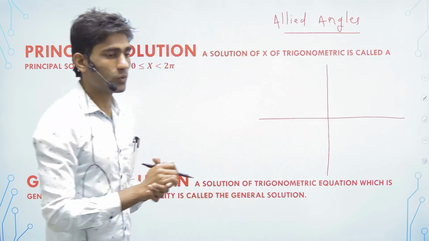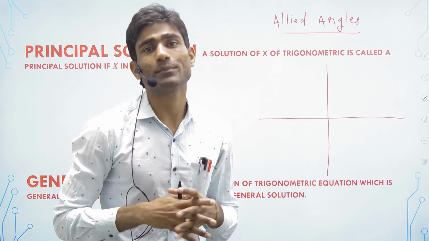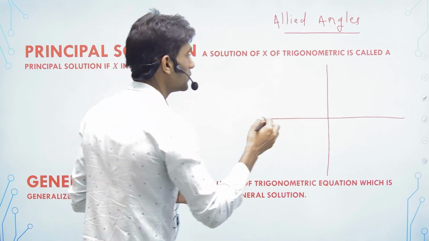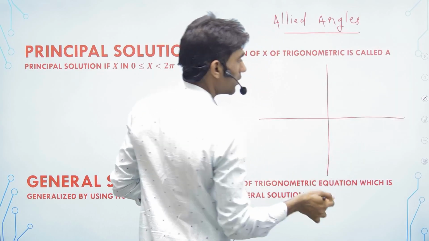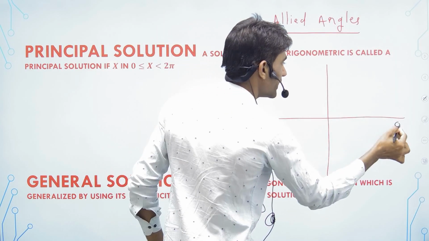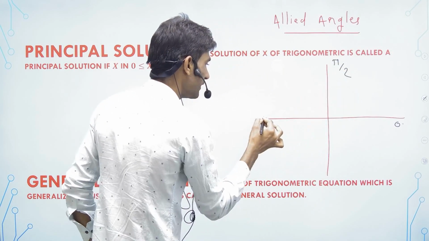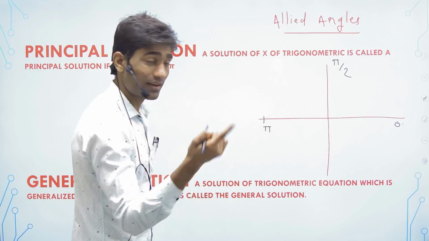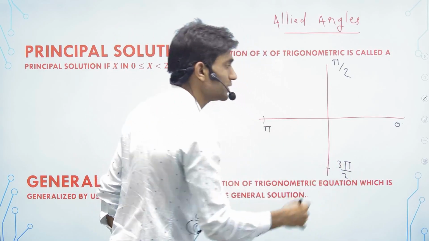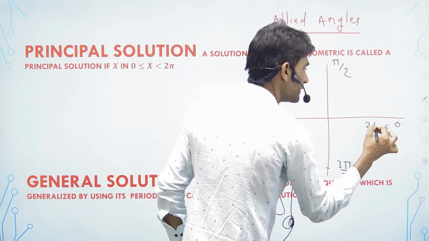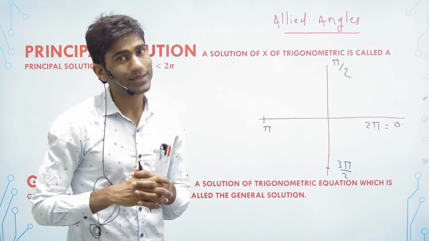So we want the allied angles here. For understanding allied angles, we need to know some of the basic concepts. We'll start from 0 degree. Again, we'll go for 90 degree, means pi by 2. Again, pi means 180 degree. Again, here we'll get 3 pi by 2, means 270, and then 0, which is equal to 2 pi. So that means 0 and 2 pi both have the same values.